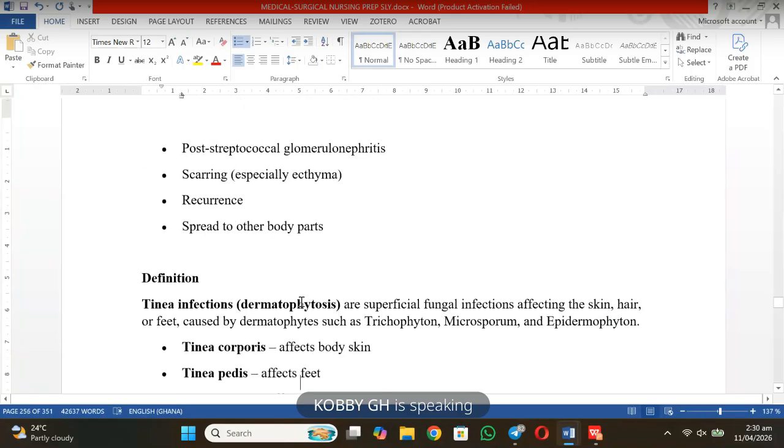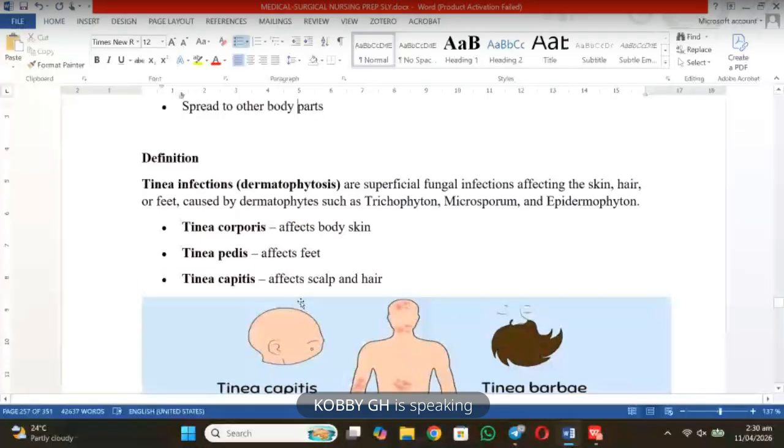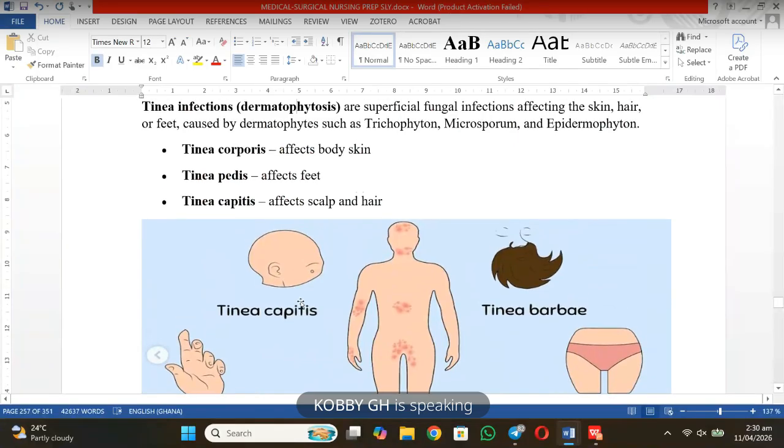Good. Now let's look at another very interesting condition, which is the tinea infections. I know you might have heard of the tinea infections, what we call dermatophytosis. Dermatophytosis is the same as the tinea infections. The tinea infections are commonly fungal infections. That's one thing you should know.